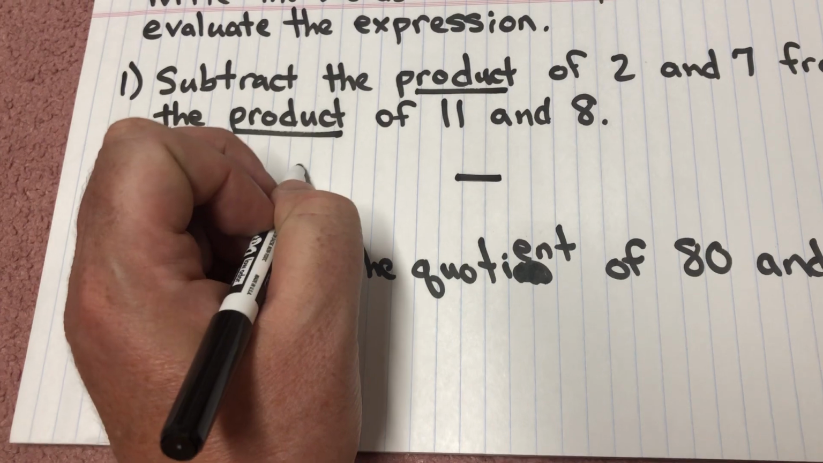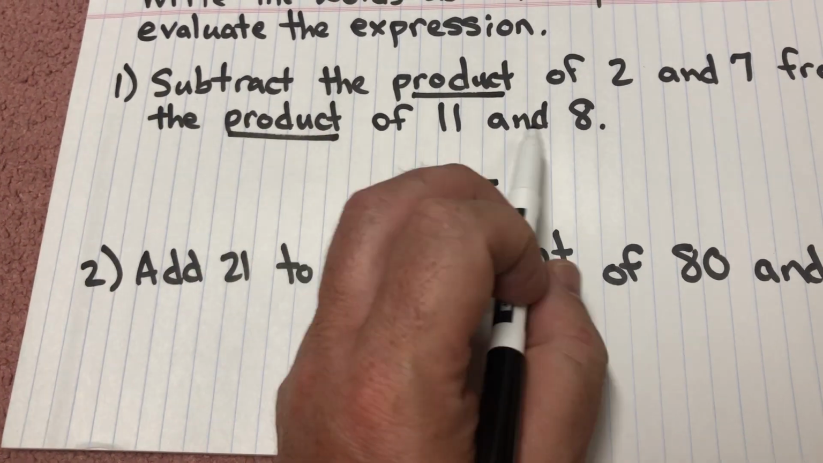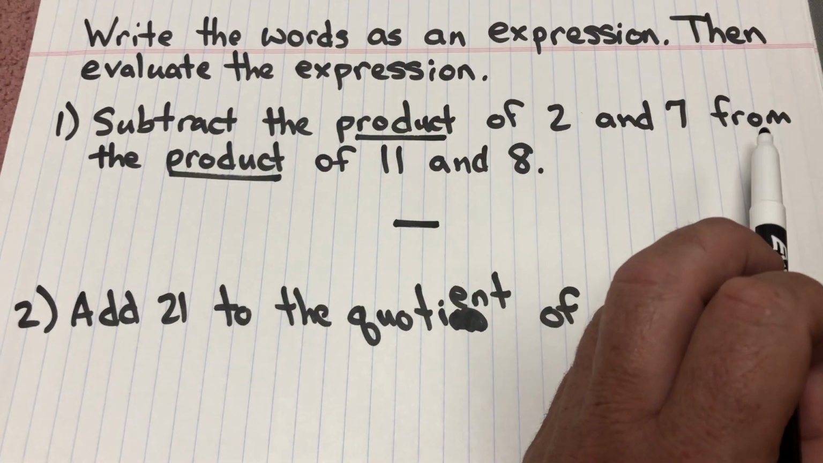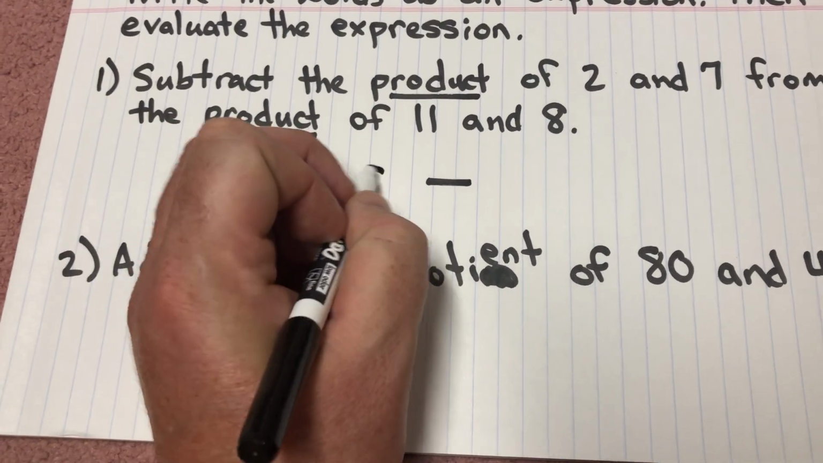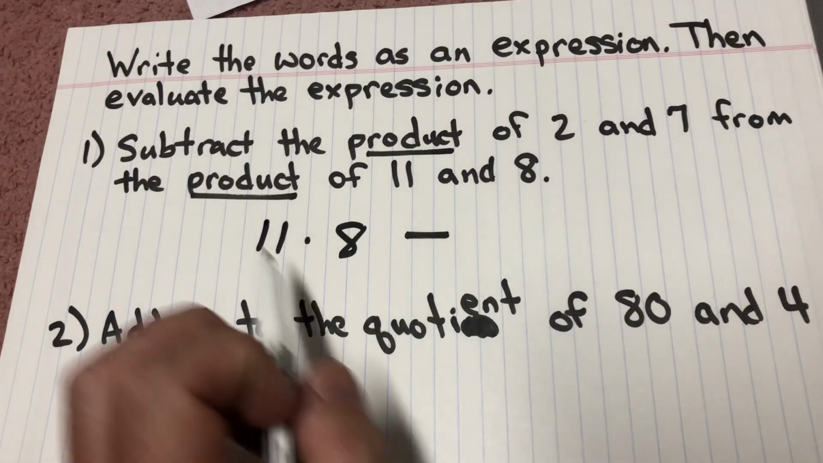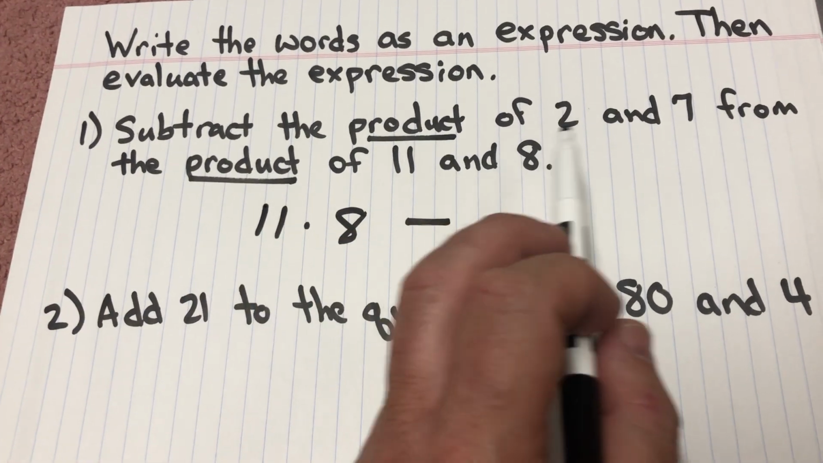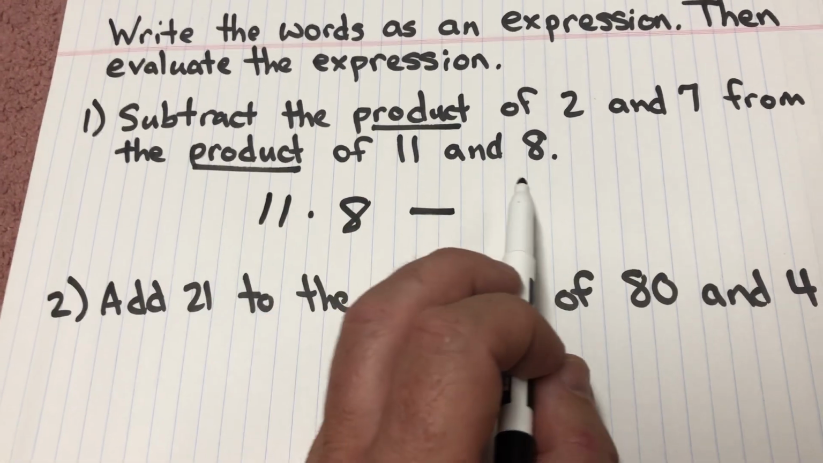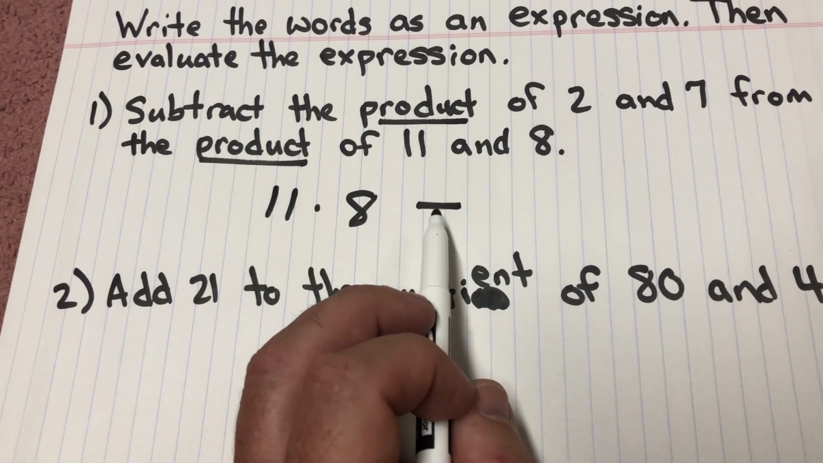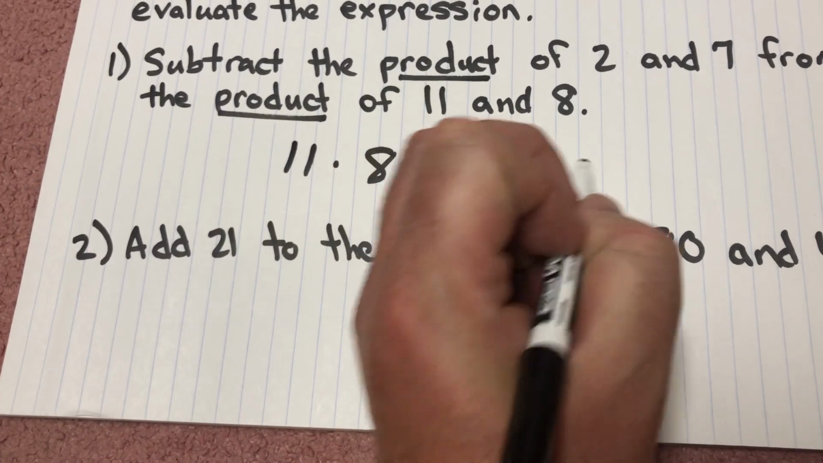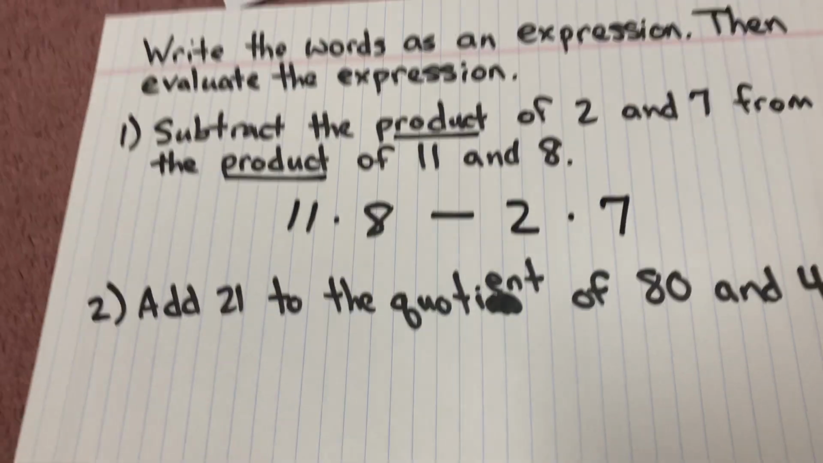So I can go ahead. That's going to be the first number in my subtraction problem because it's coming from the product of 11 and 8. So I'm going to put 11 times 8. And I'm subtracting the product of 2 and 7 from the product of 11 and 8. So here's the product of 11 and 8, and I'm subtracting the product of 2 and 7 from that.